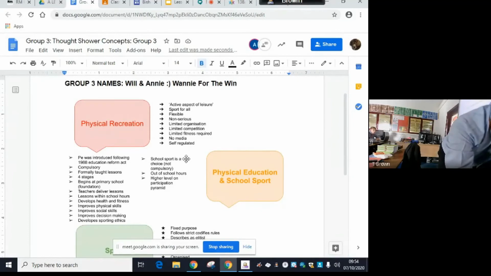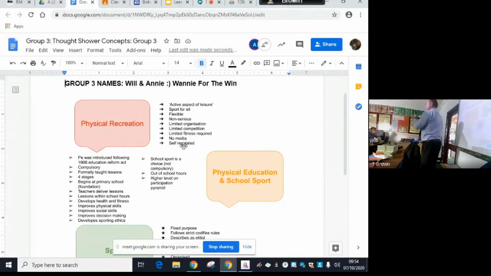Physical recreation, active aspect of leisure, good. Sport for all, flexible, non-serious, limited organisation, limited competition. I like the word limited in there. That's good. No media. What do we think by no media? You put the state, like I've said to Daisy and James. What do you mean by the phrase no media?